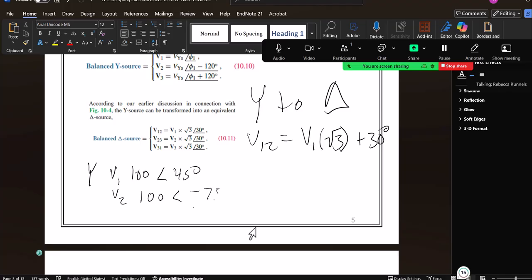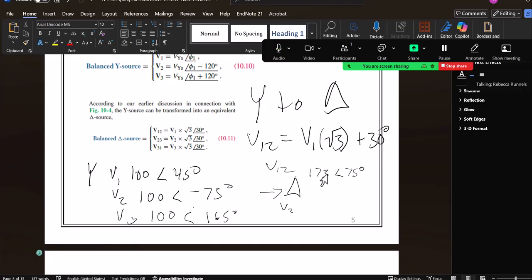Negative 75. Negative 75. And then I'm going to choose to add 120, because I can add 120 to 45 and get 165 degrees. Okay, so if that's my y, then what would my delta be? The equivalent delta: you multiply by the square root of 3, which is 1.7 something. So this would be 173, and angle 75 degrees.